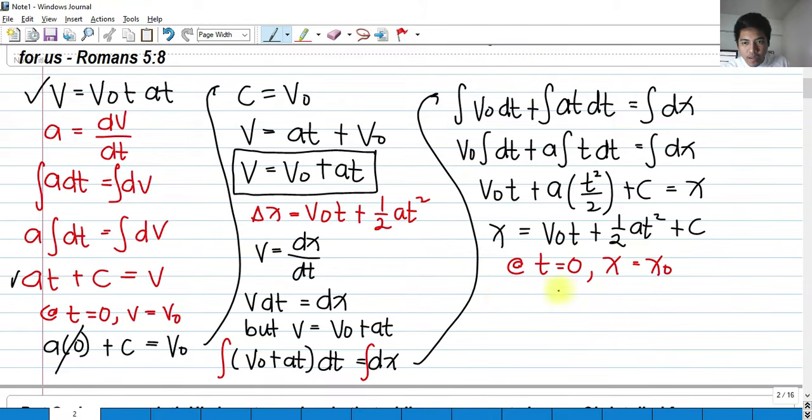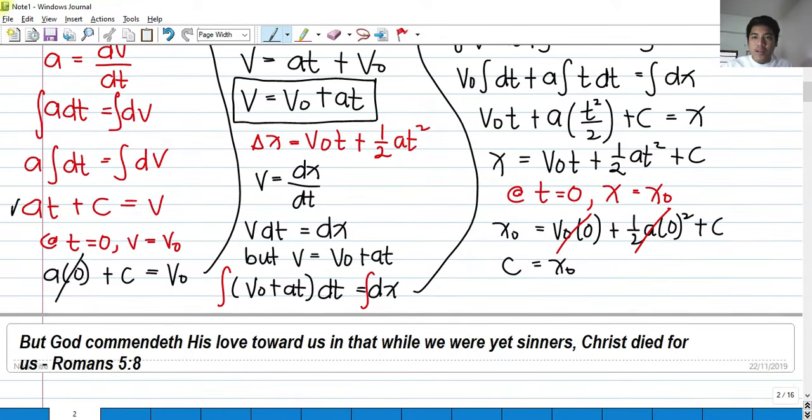So what will happen here? We have x is equal to x naught. We have v naught times 0 plus 1 half a times 0 squared plus c. So this would obviously be 0. So c is now only equal to the initial position, the initial point.